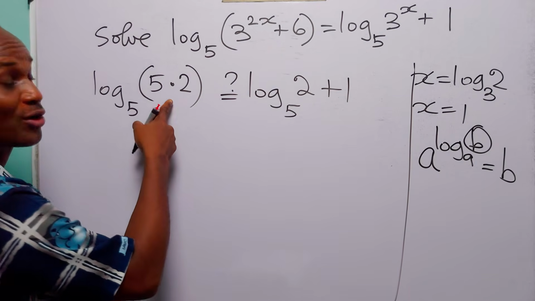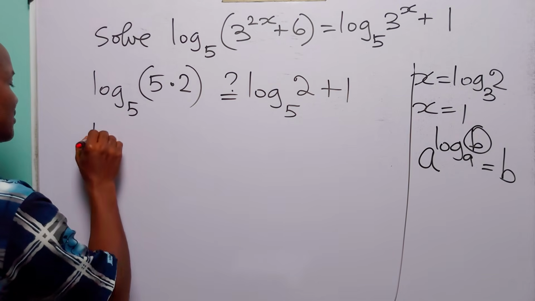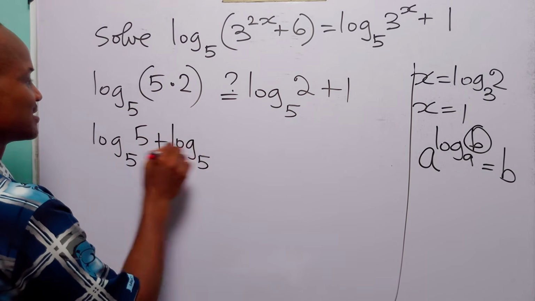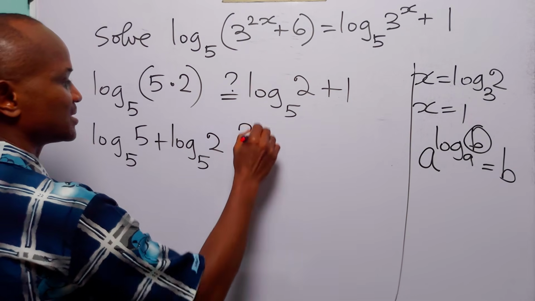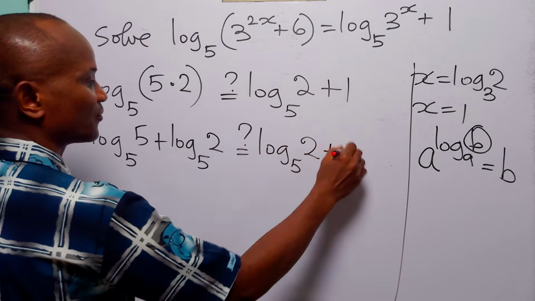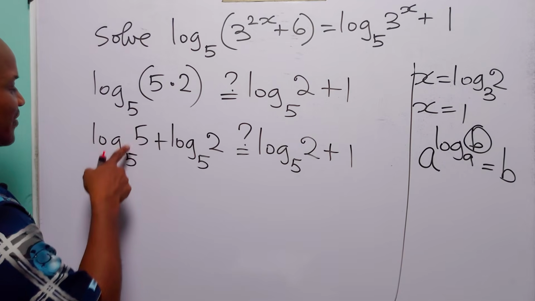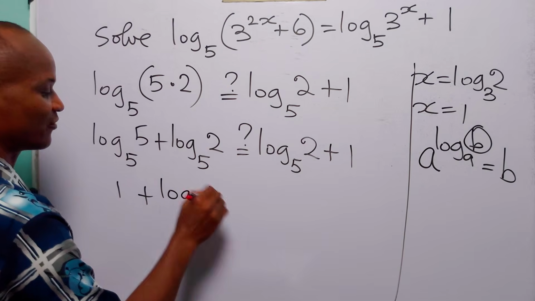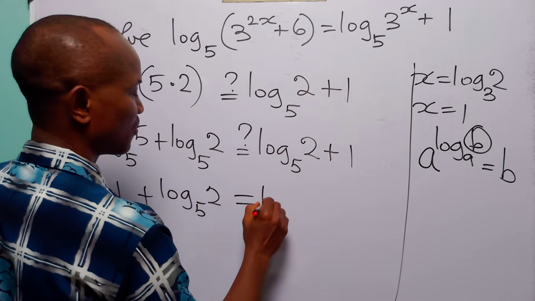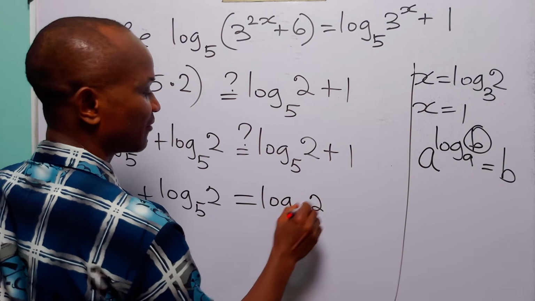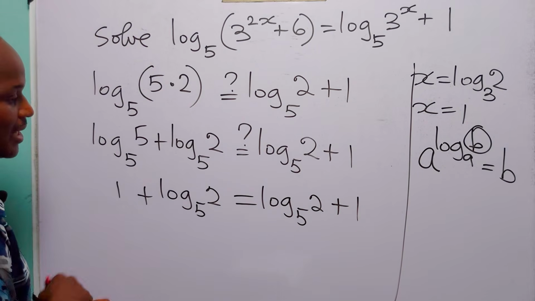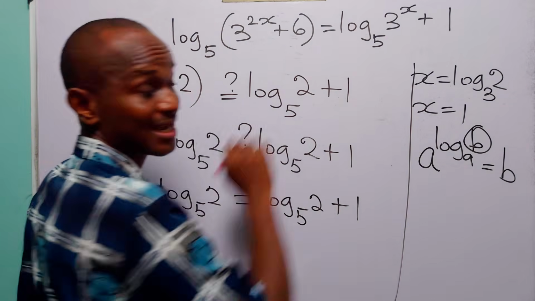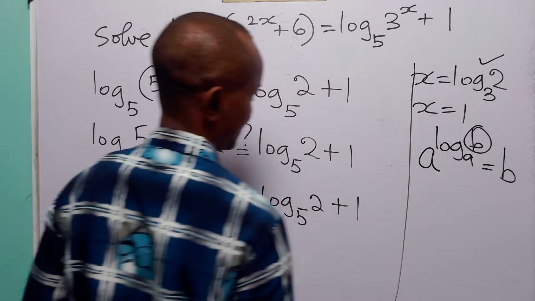And of course, you know that another way of writing this left-hand side is log to base 5 of 5 plus log to base 5 of 2. Now, is this equal to log to base 5 of 2 plus 1? Log to base 5 of 5 is 1. So this is 1 plus log to base 5 of 2, which is exactly equal to log to base 5 of 2 plus 1. That means that when x is equal to log to base 3 of 2, the left-hand side is equal to the right-hand side.